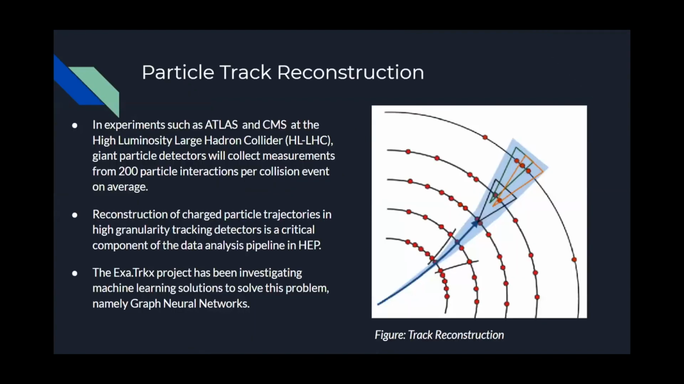So I'll just give a brief introduction into the problem that we were solving. As we all know, the ATLAS and CMS experiments generate large volumes of data, and reconstruction of the particle trajectories is a critical component of the data analysis pipeline in high energy physics. And the Exa.TrkX group has been investigating the use of graph neural networks as a solution to the problem.